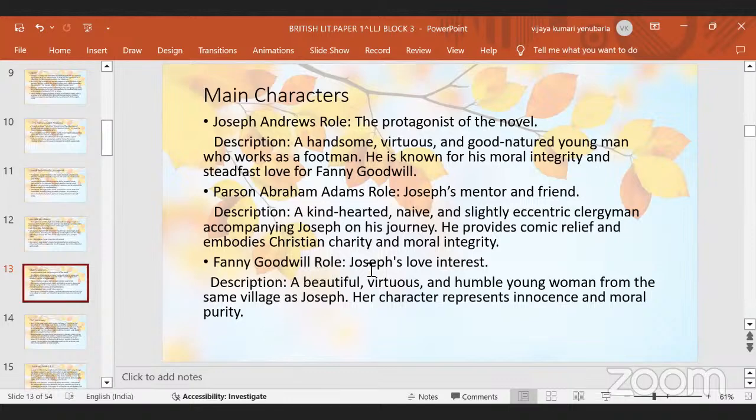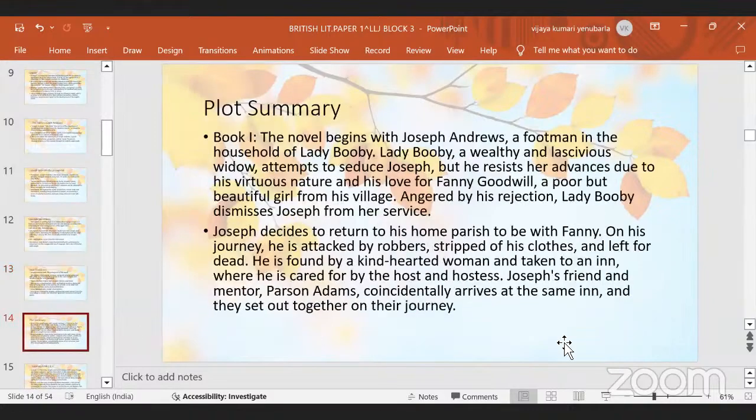She's Joseph's love interest. Description: a beautiful, virtuous, and humble young woman from the same village as Joseph. Her character represents innocence and moral purity. She also faces many problems and many struggles. She was also bothered by some of the men in society who belong to the upper class, and she also had to run out of the circumstances.